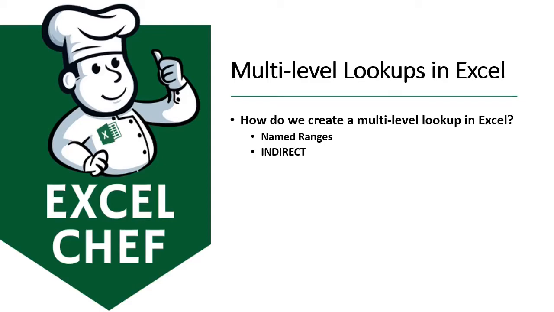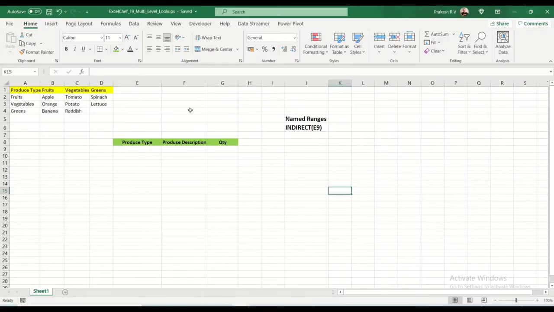In this tutorial, we'll look at how to create multi-level lookups in Excel. So we're going to use the concept of name ranges and a function called indirect to achieve this. We have a list here: produce type, produce description, and quantity, which we want our users to fill. The produce type and produce description should be limited to this master table here.